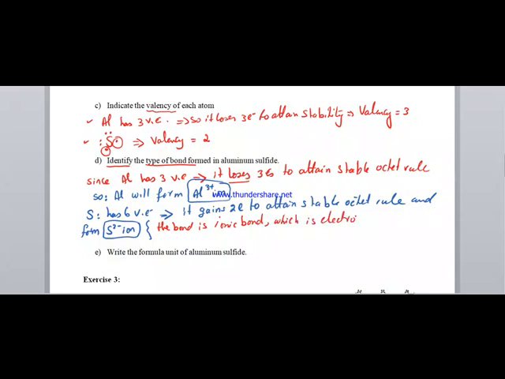We write its definition: an ionic bond is the electrostatic force of attraction formed between opposite ions.